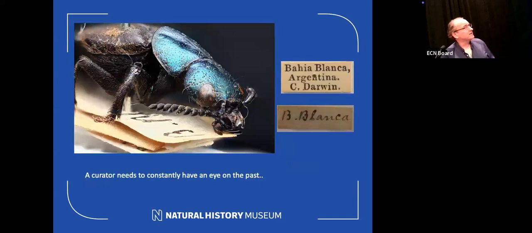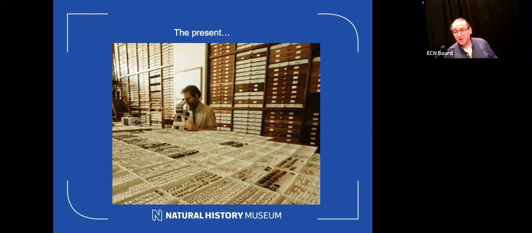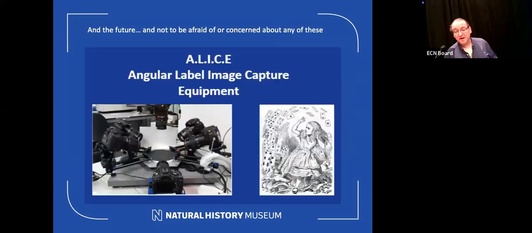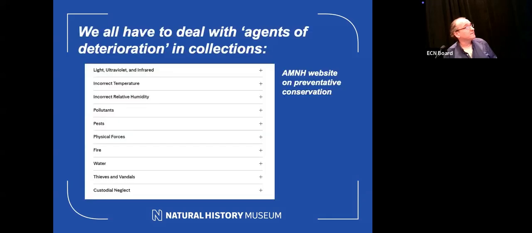But as a curator, I think one needs to have an eye constantly on the past, another eye on the present, and another eye on the future. So you have to have three eyes. And you shouldn't be concerned or worried about the past, the present, or the future. You need to keep an equal footing in all three of these.